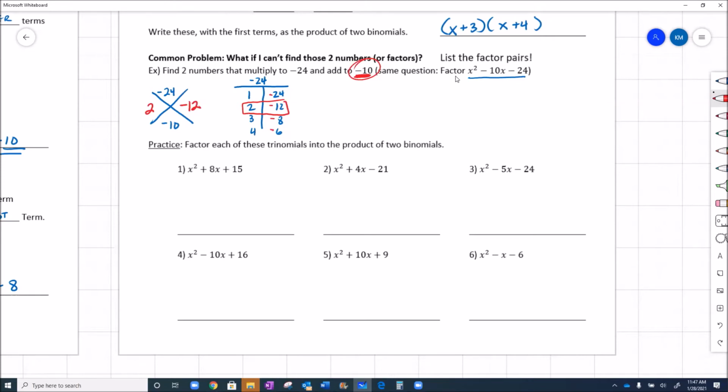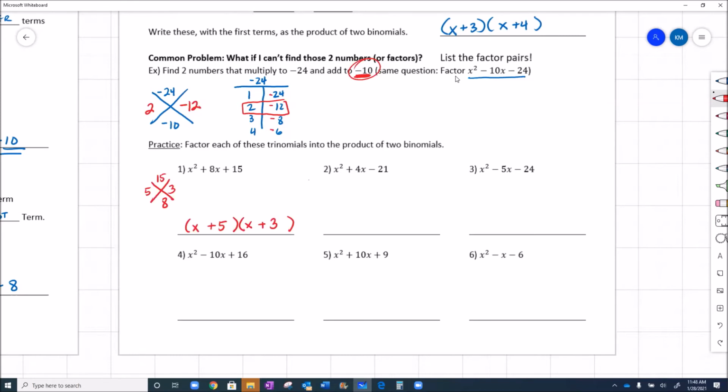All right, let's try that. It says factor each of these trinomials into the product of two binomials. So we can set up and say, okay, this has to be x and x. Now, I need two numbers that multiply to give me 15 and add to give me 8. Those two numbers, 5 times 3 multiplies to give me 15 and adds to give me 8. Good, plus 5, plus 3.